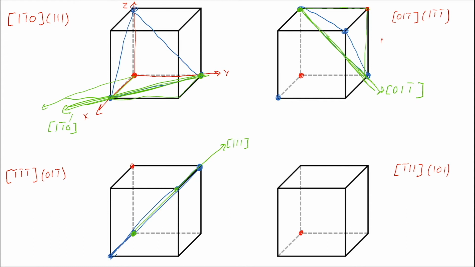All right, so let's go for this last one here. Should be the easiest. So the plane is 1, 0, 1. So it's going to cross the x-axis at 1. It's going to cross the z-axis at 1. I'm going to again connect this. And then I'm going to translate along the y-axis and draw the same. And so this is going to be our plane here.